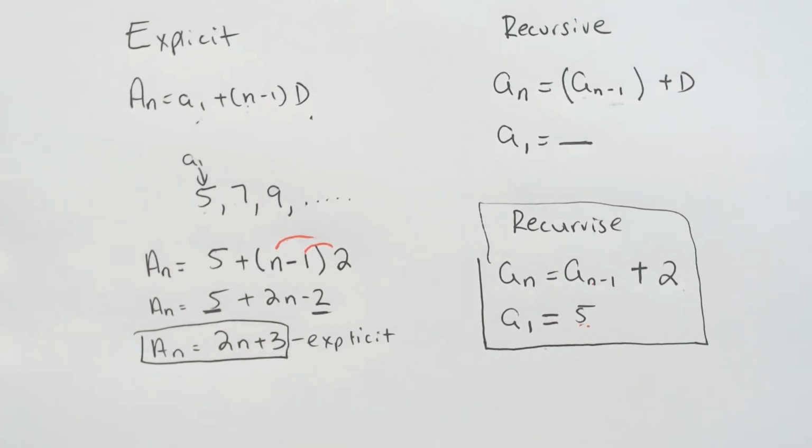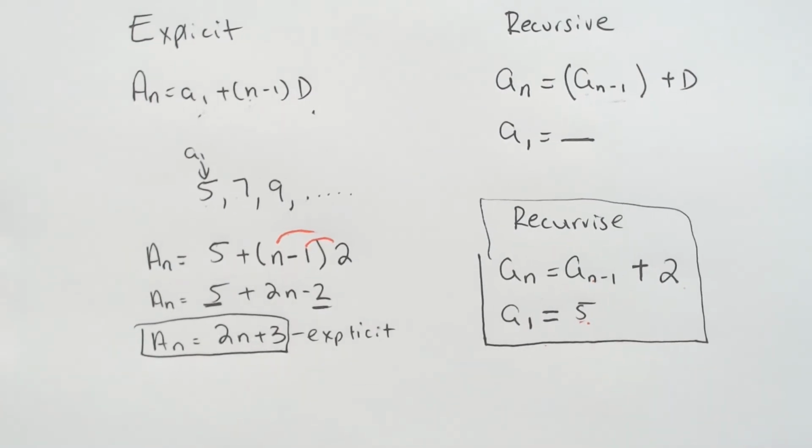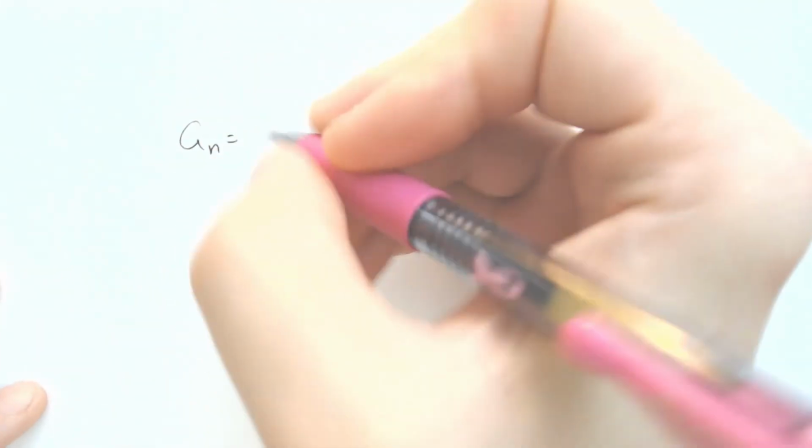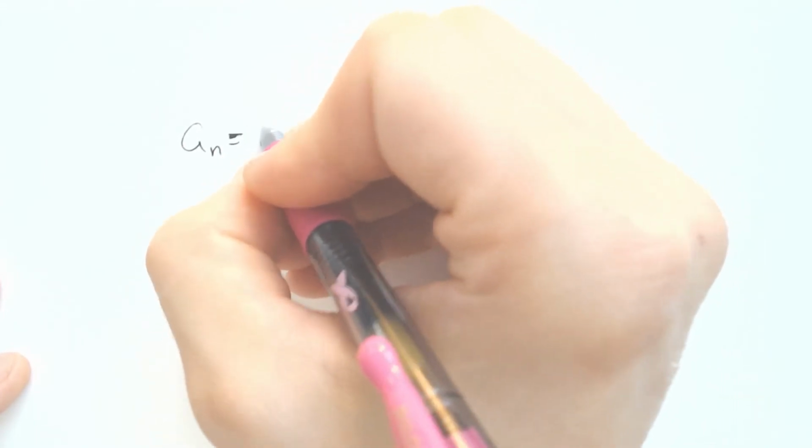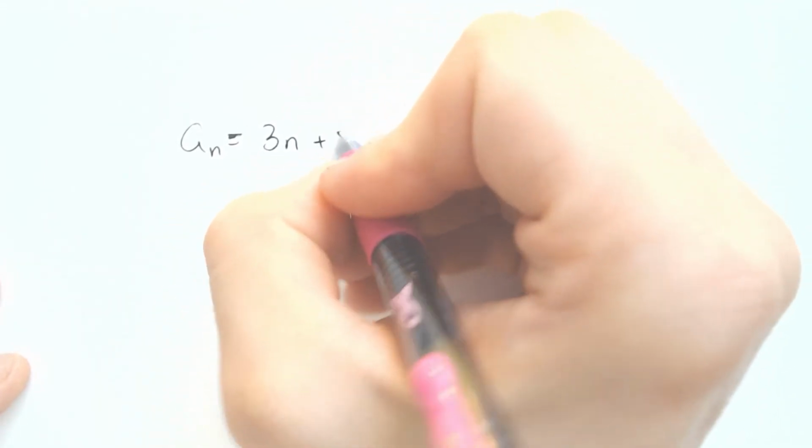All right, so that's the main part. I'm going to continue with this video because a lot of times you're expected to take a recursive formula or an explicit formula and go back and forth between the two. So I'm going to do 2 examples of that. I'm going to go from recursive to explicit, and then I'm going to go from explicit to recursive and just show that you can go back and forth with that. All right, so let's say we had an explicit formula that said a sub n equals 3n plus 5.